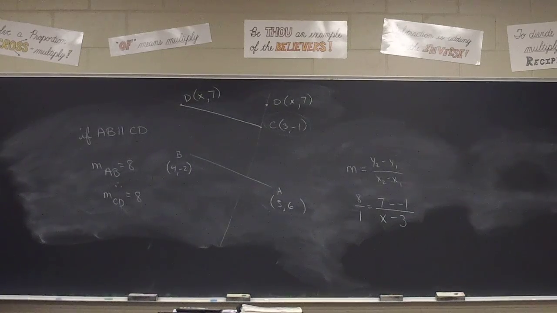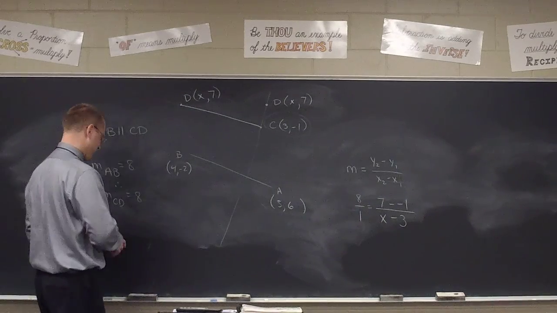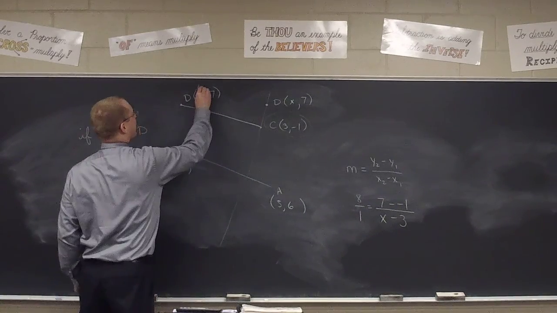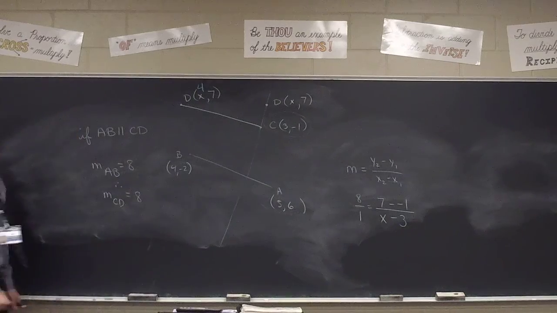At your seats, solve for x. You already did it in your head? Show off. And what is x then, Quentin? 4. It is 4. Okay, yes, I got it.